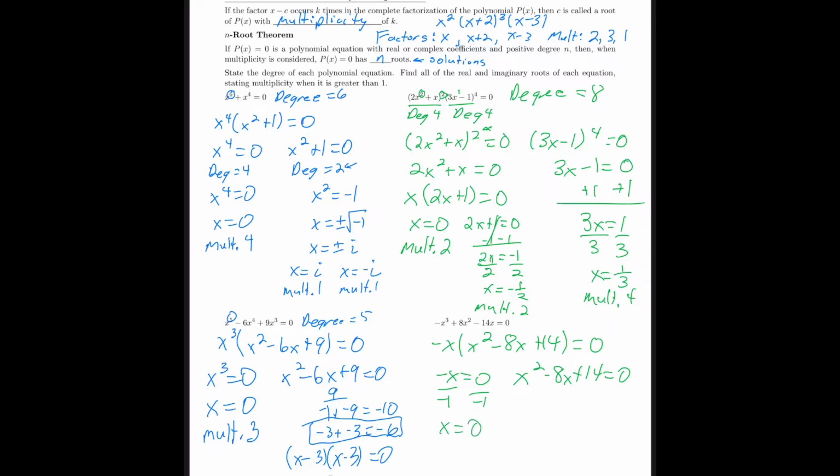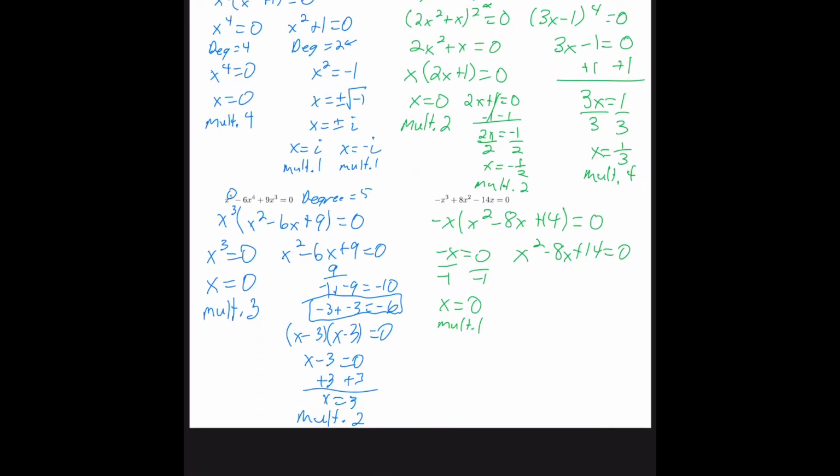Okay, and then the last one over here, start by factoring out an opposite of x. So that leaves me with x squared minus 8x plus 14 equals 0. Set those all equal to 0. Divide this one by negative 1. We get x equals 0. Now that was x to the first power, so that's a multiplicity of 1.